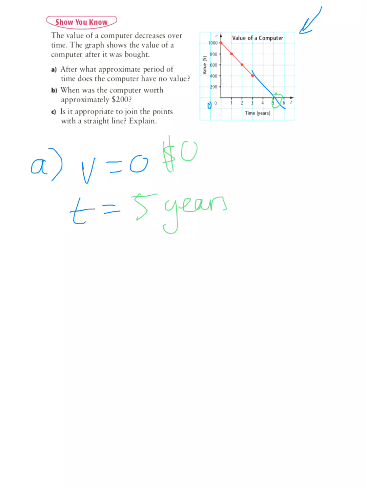Okay, so the more carefully you draw that line, which obviously I'm struggling with here, the easier it is to read and extrapolate those values. So use a ruler if you can, or even a different piece of paper to line it up, just so you can see on the textbook. Okay, part B, when was the computer worth approximately 200? So we look at 200. We're going to draw a line across and down, and I think in about 4 years, the value would be 200 after about 4 years.